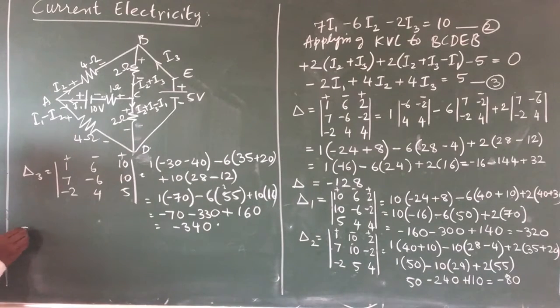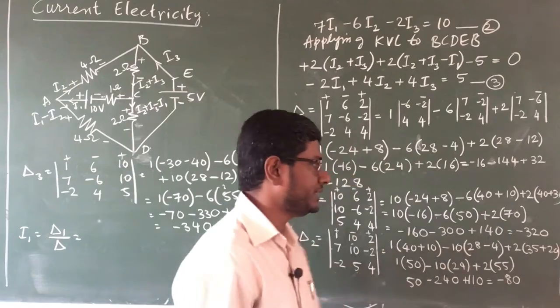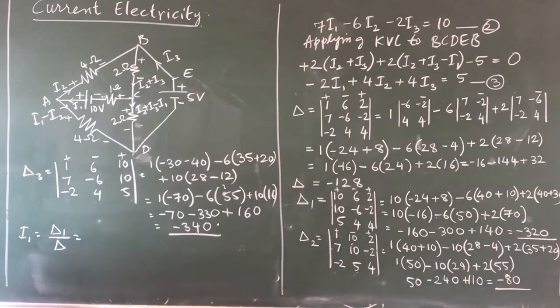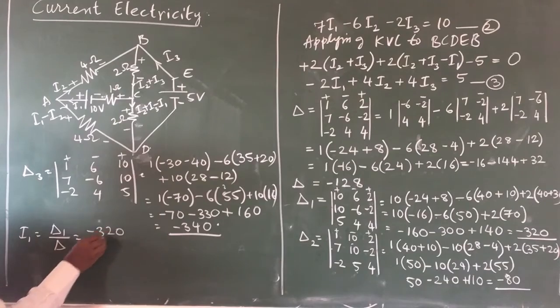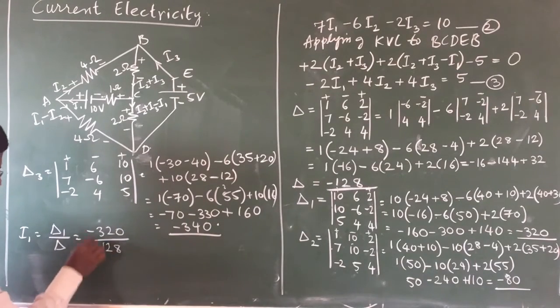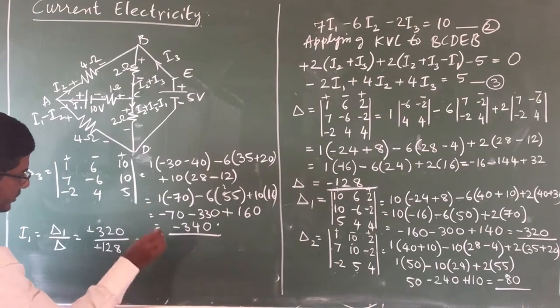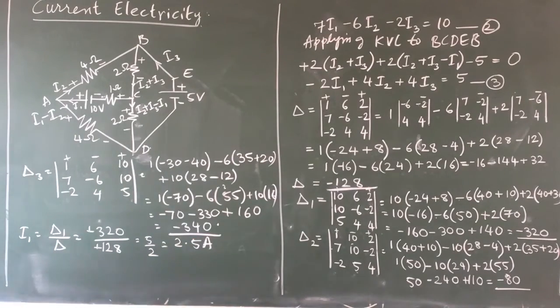Now first thing, I1 will be given by delta 1 divided by delta. So what is the value of my delta 1? Delta 1 is minus 320. It is here, and this is my delta 2 and this is my delta 3. So delta 1 is minus 320 divided by the value of delta. The value of delta is here, it is minus 128. So minus cancels out. If I simplify this, it should give me 5 by 2, or it is equal to 2.5 ampere. So that is the value of my I1.